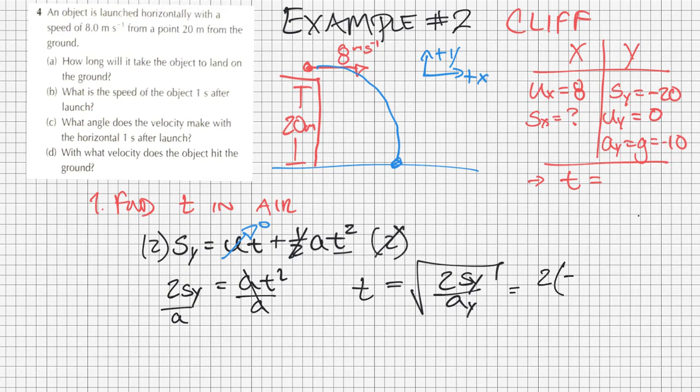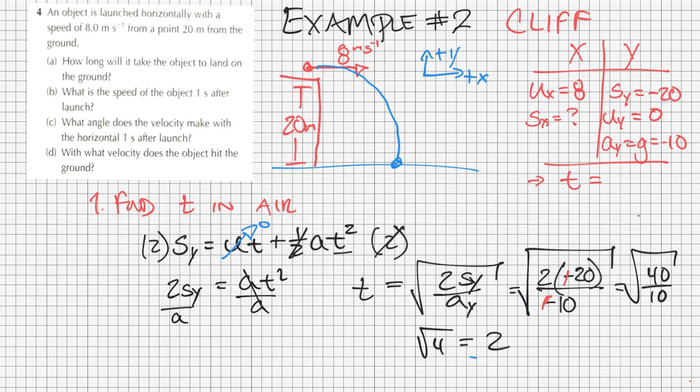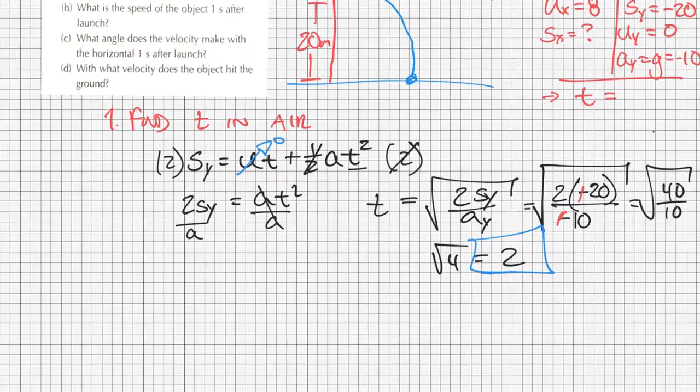2 times negative 20 divided by negative 10. So my negatives go away. Negatives go away, which is nice. We need to square root that. So this is going to be 2 times 20 is 40 divided by 10, which is 4. So the square root of 4, which is going to be 2. So 2 seconds. That's how long I'm in the air for. 2 seconds. Next part.